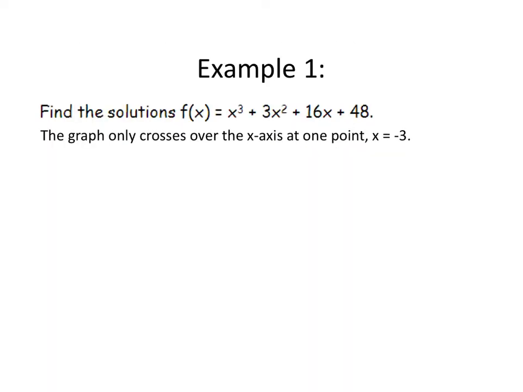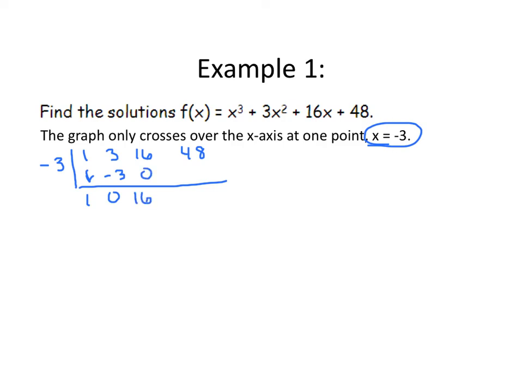All right, so let's look at this example. So we could graph it. I actually graphed it and found that it only touches at one point, -3. So that's going to be our starting point. We're going to start at -3. We're going to do 1, 3, 16, 48. Bring down the 1. So -3, 0, 0, 16, -48, and 0, right?